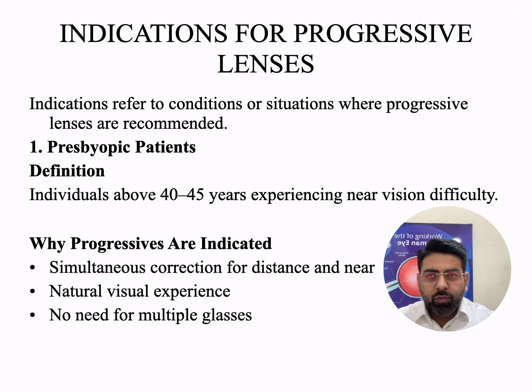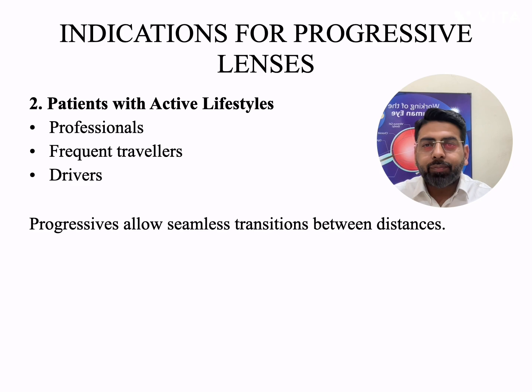So the indications of progressive lenses, these are very important. Number 1 are presbyopic patients, individuals above 40 to 45 years of age who are experiencing near vision difficulty. And why are progressives indicated? Simultaneous vision correction for distance and near. Number 1, it's a very natural vision experience. Number 2, there is no need for multiple glasses. You can have one pair of glasses which can correct all three distances at one point of time.